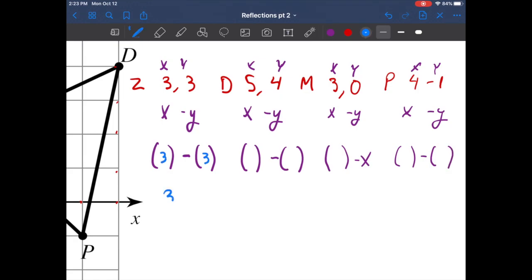3 and 3, which gives me 3 and negative 3. I have 5 and 4, which gives me 5 and negative 4. Parentheses on the outside. 3 and 0. 0 can't be negative, so it's just 3 and 0. Then I have 4 and negative 1. Notice I have a double negative, which makes that 4 and positive 1.